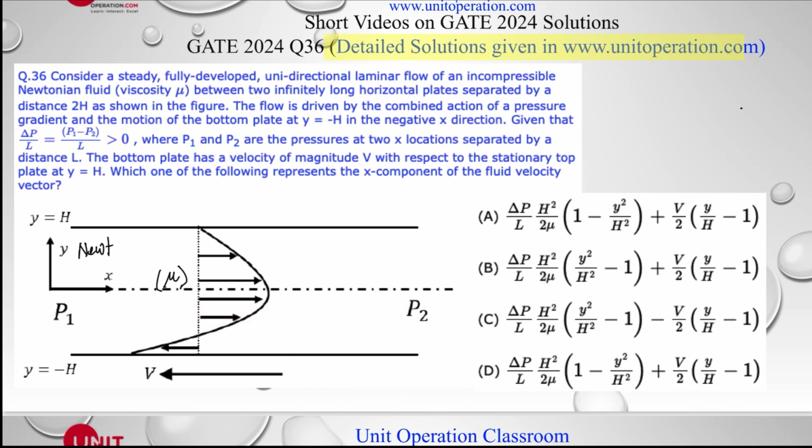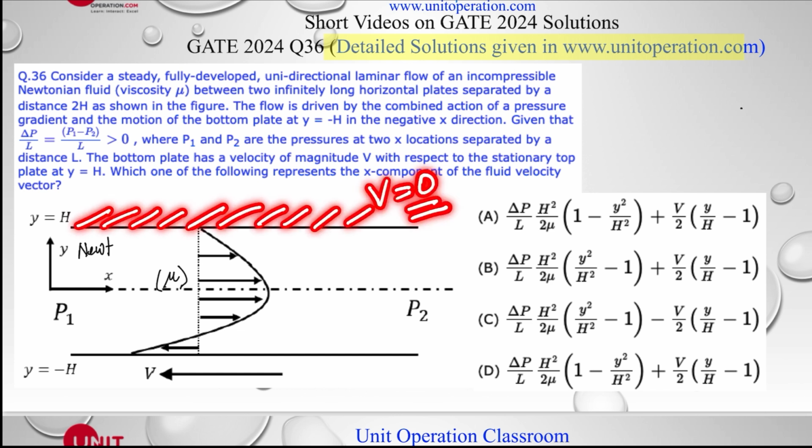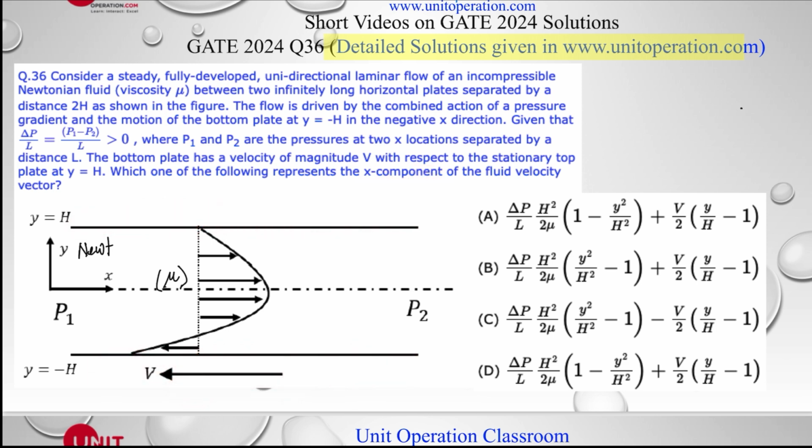The bottom plate has a velocity of magnitude v with respect to the stationary top plate at y is equal to h. So this is a stationary plate, where velocity is 0. The bottom plate, of course, is moving, but in the opposite direction with a velocity v. So the flow is laminar up to a certain point and then it goes in the opposite direction.